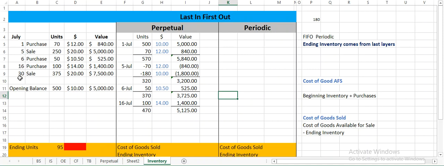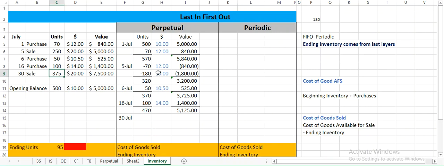Next, on the 30th is where we have the sale. And like I said, with FIFO, this is just like FIFO, LIFO, the sales are the most complicated part because you have to make sure you're taking from the proper layers. So it says that we sold 375 units, and so we have to get those 375 from somewhere.